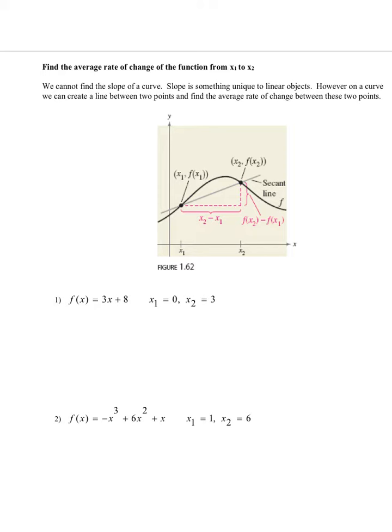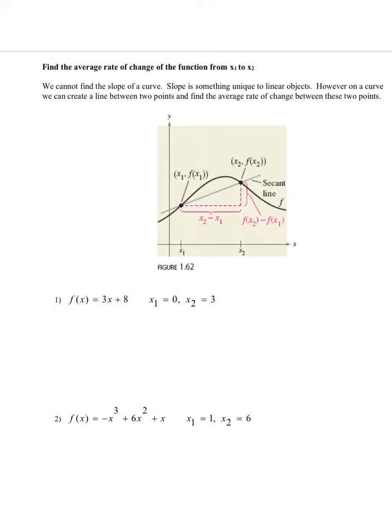Finding the average rate of change of a function from x1 to x2. Usually we've related rate of change to linear equations and not so much to any other kind of equation that has a curve. But now we're going to learn how to find the average rate of change in a function between 2 points. They give us two values for x, so we're going to use a specific domain to find the average rate of change between those 2 points. And that's basically all we're going to do.